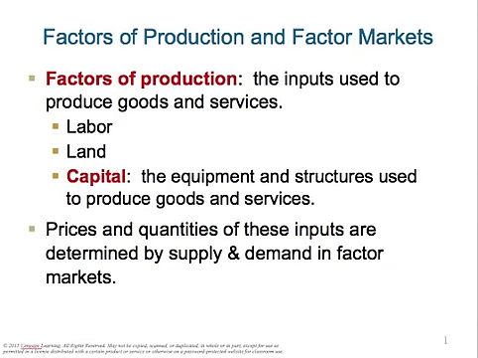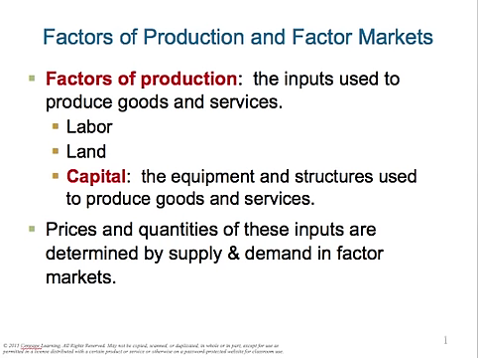So, factors of production and factor markets. Factors of production are the inputs used to produce goods and services. Examples include labor, land, and capital. Capital is the equipment and structures used to produce goods and services. I think it's pretty intuitive what labor and land are, but capital again is the equipment and structures used to produce goods and services. So think about the factory and the machines in the factory as capital.